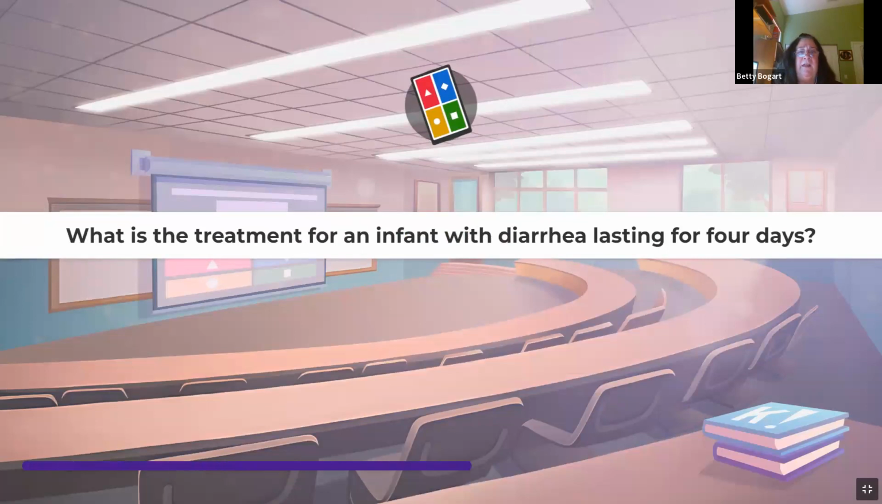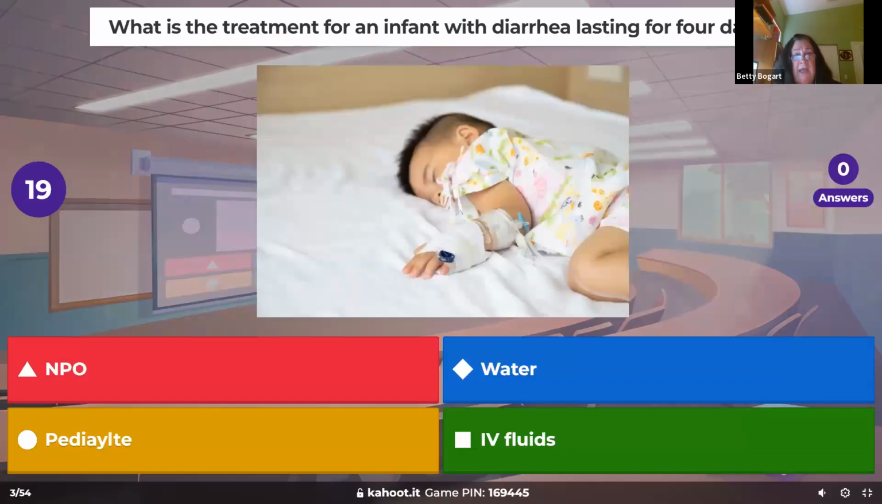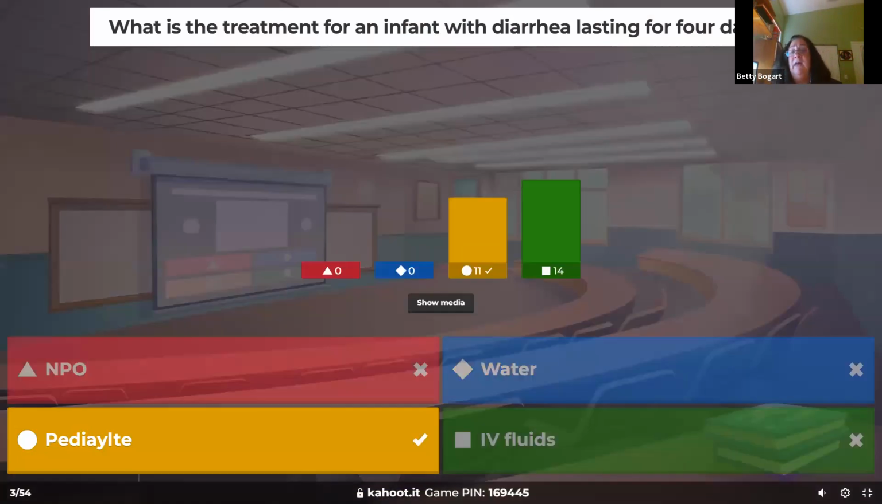What is a treatment for an infant with diarrhea lasting for 4 days? This has nothing to do with the kid vomiting, it's unable to drink. And we know that children with diarrhea, we're going to be giving them fluids by mouth, okay? Unless their condition states that they are unable to drink. We can very simply start Pedialyte, Gatorade, Powerade, one of those.